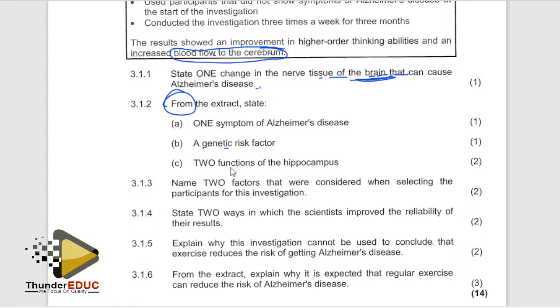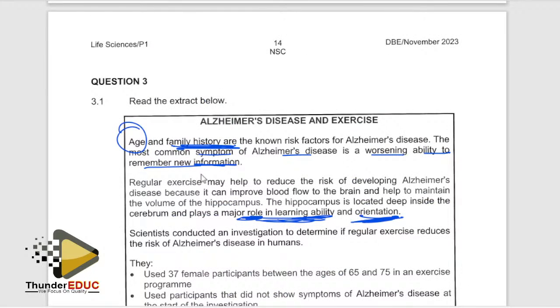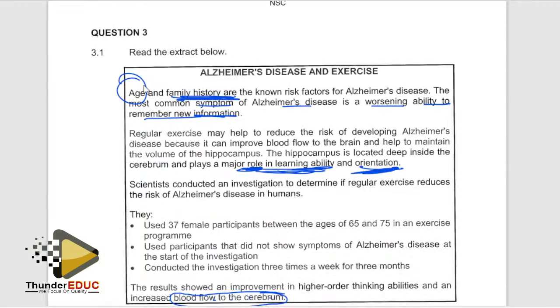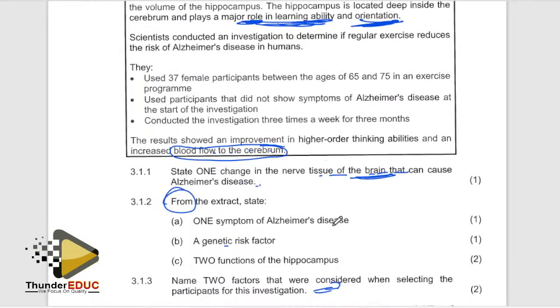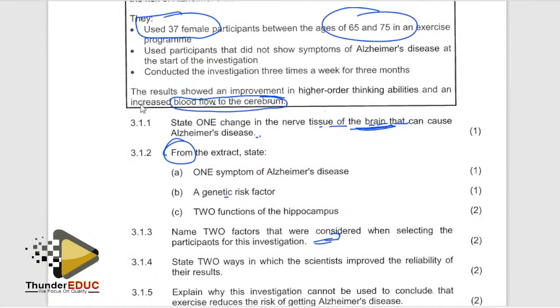Then they're saying state 2 factors that were considered when selecting. There are so many factors here, maybe they could even reach 7, but they're only looking for 2. So basically I can talk about the factor. You can look at the age, you can look at the family history. Even here they talked about the age. You can look at the gender, because they used 37 female, so they didn't talk about males. So you can talk about that.